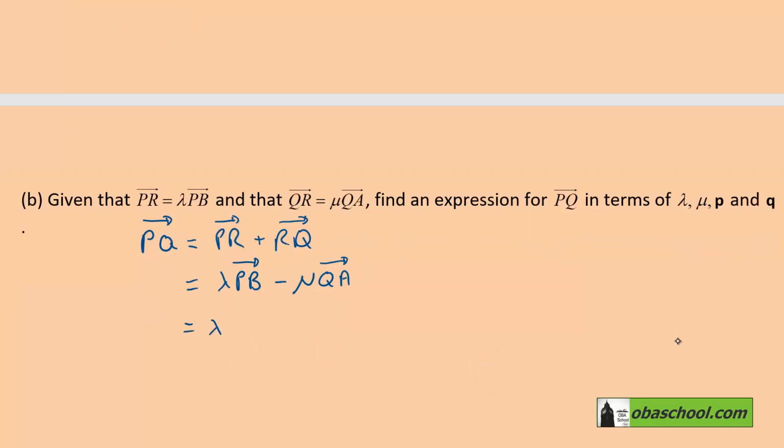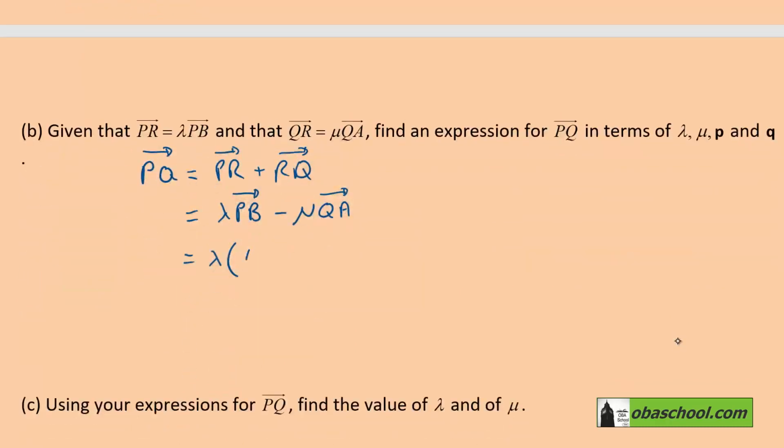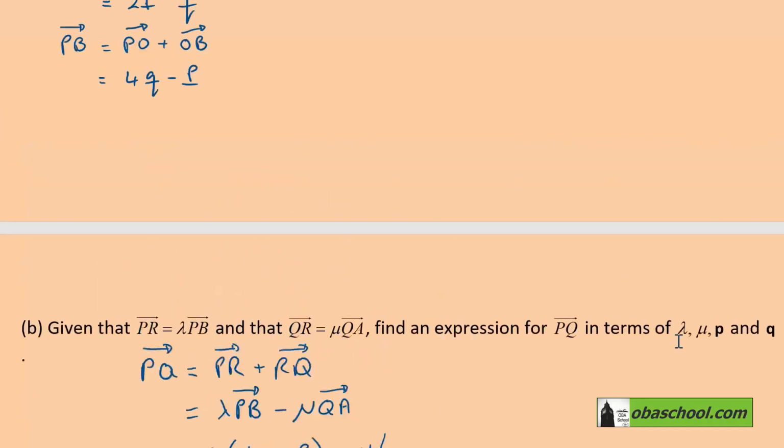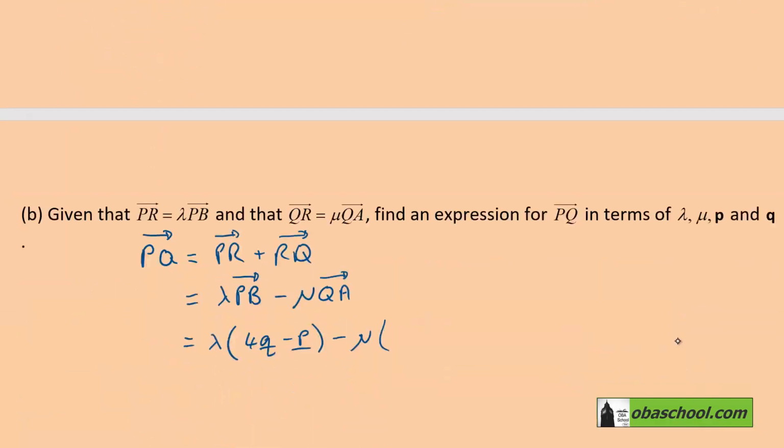Now, P to B is 4q take away p. And I don't know if we've got QA up here. Yes, indeed we have. So that's 2p take away q.